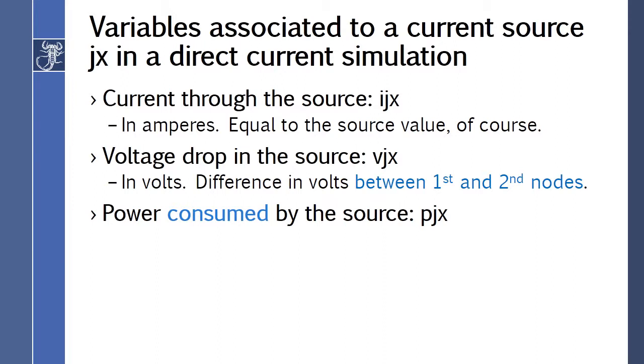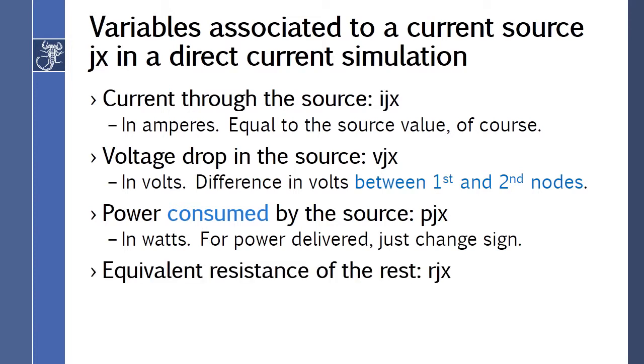The power consumed by the source, so if you want power delivered, change the sign. And the equivalent resistance of the rest of the circuit as seen by the source, stored in a variable R and the name of the source.